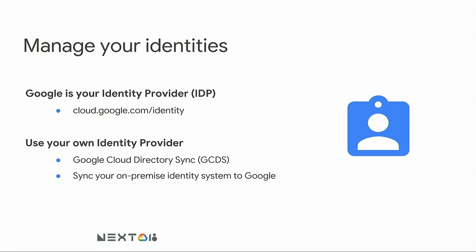If you're an established shop and you have an existing identity system, such as Active Directory or an LDAP system, you can use Google Cloud Directory Sync to synchronize those identities and groups to Google and apply them in policies in the Google Cloud product. The next thing after establishing your identity store at Google Cloud, you need to secure them somehow.